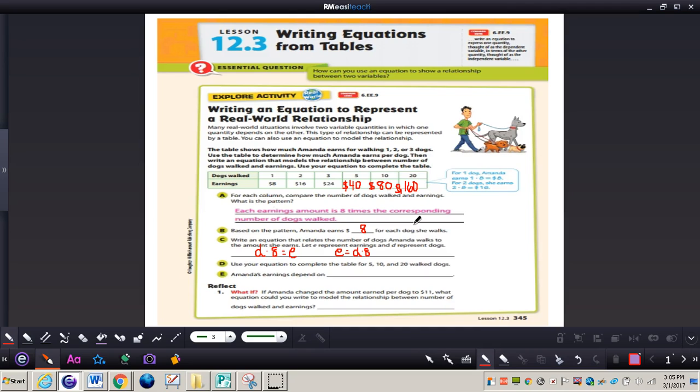And then we can see, thinking about independent and dependent variables, we know that Amanda's earnings depend upon the number of dogs that she walks. As the number of dogs she walks increases, you can see the earnings increase as well. So Amanda's earnings depend on the number of dogs walked. We'll write that out together.